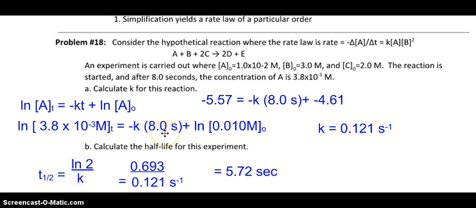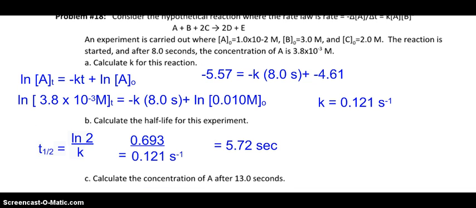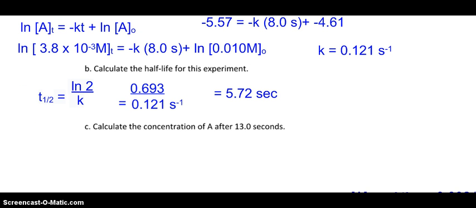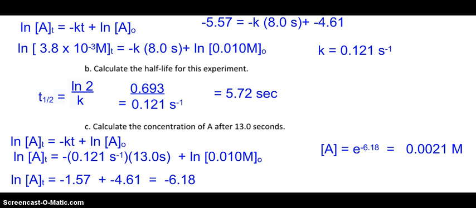Now look at problem letter A. 8 seconds is a little bit beyond 6 seconds. This is a little bit more than 1 half-life later. So this number should be a little bit less than 0.005, and it is. Now let's look at letter C. Calculate the concentration of A after 13 seconds. Why don't you pause this and figure it out yourself. Hopefully this is getting easier for you.